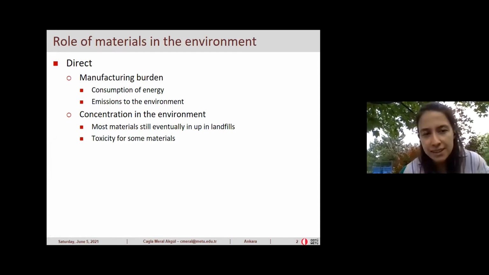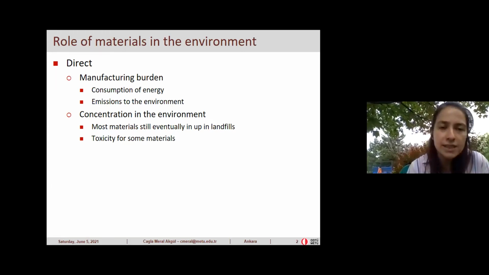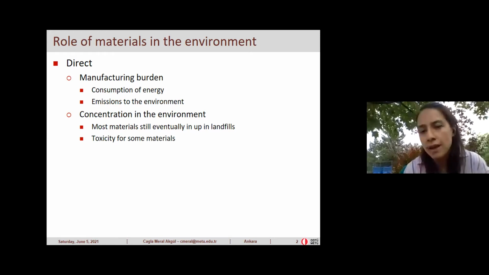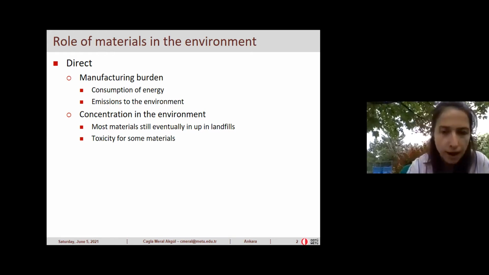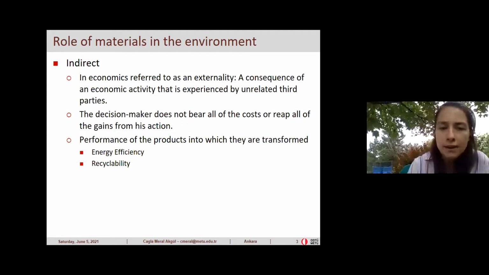First, the direct impact on the environment is the first thing you think is manufacturing burden, which means consumption of energy and various emissions to the environment. Then the second thing is concentration in the environment. So most materials still eventually end up in landfills, and some materials are toxic. So these are direct influences of materials in the environment, the manufacturing burden, and then once the end of life comes, what is going to happen.